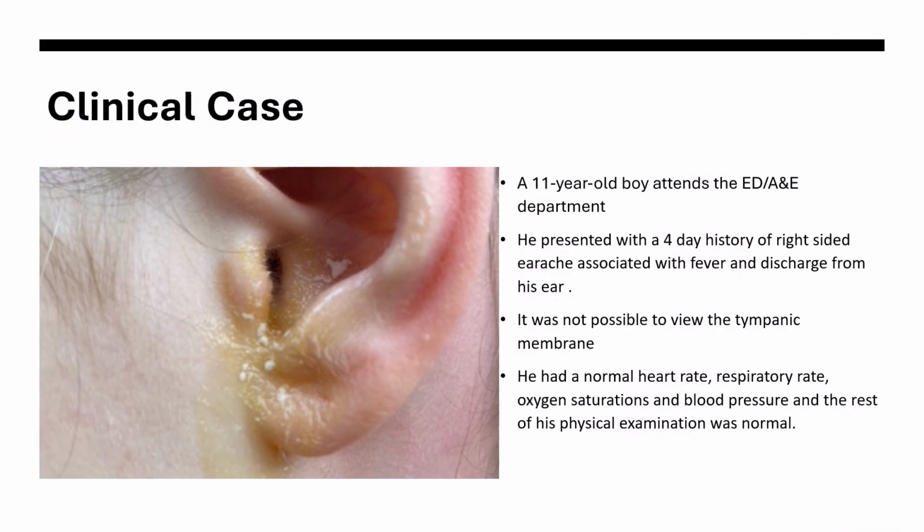Next. Let us start with a clinical case. Are you ready? So, an 11-year-old boy attends the ED department. He presented with a 4-day history of right-sided earache associated with fever and discharge from his ear. It was not possible to view the tympanic membrane, and all the vitals are normal. You can see the picture, the ear is red and there is a discharge, otorrhoea, from the child's ear. So what do you think? Is it otitis externa or otitis media?